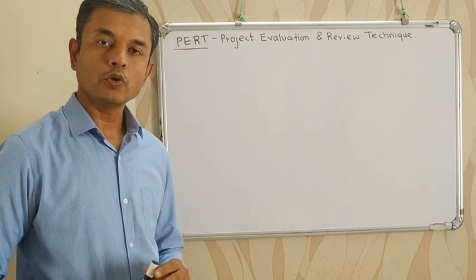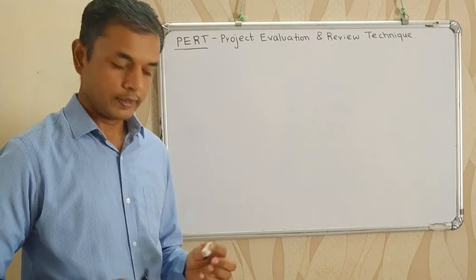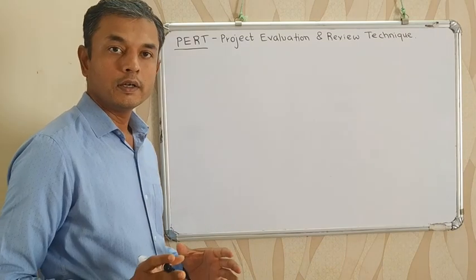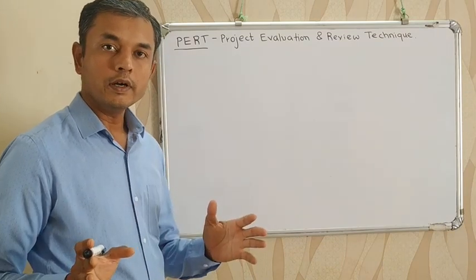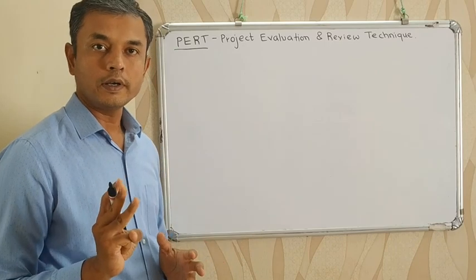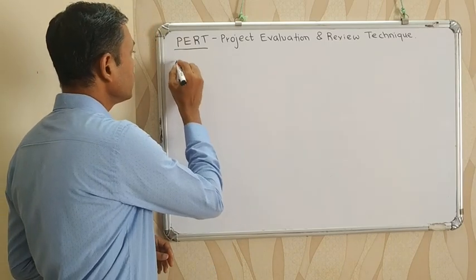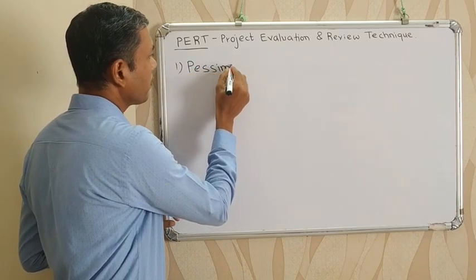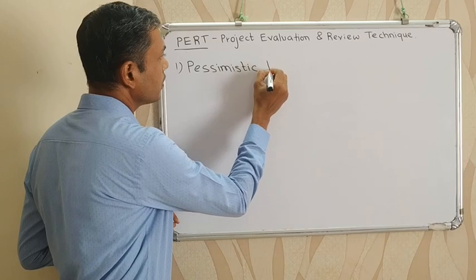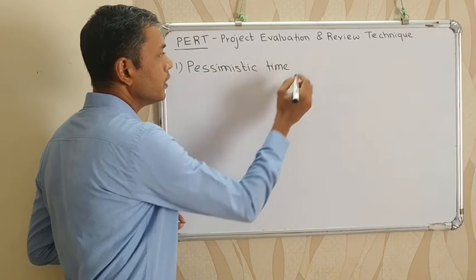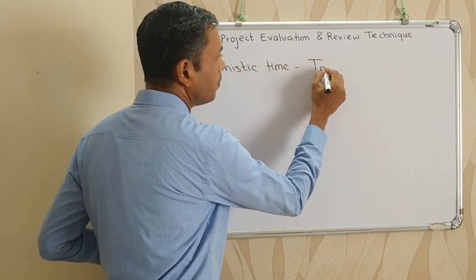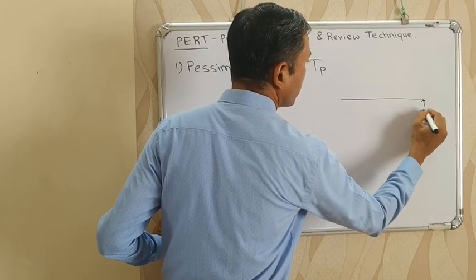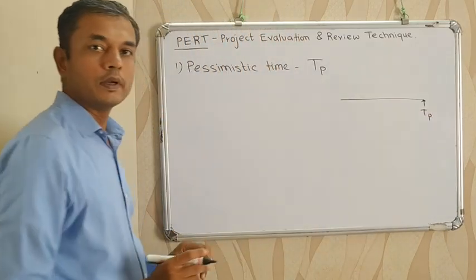So now we will discuss project evaluation and review technique. So in PERT, as you discussed earlier, time is estimated on the basis of 3 different types. One is known as pessimistic time, let's say it is TP.